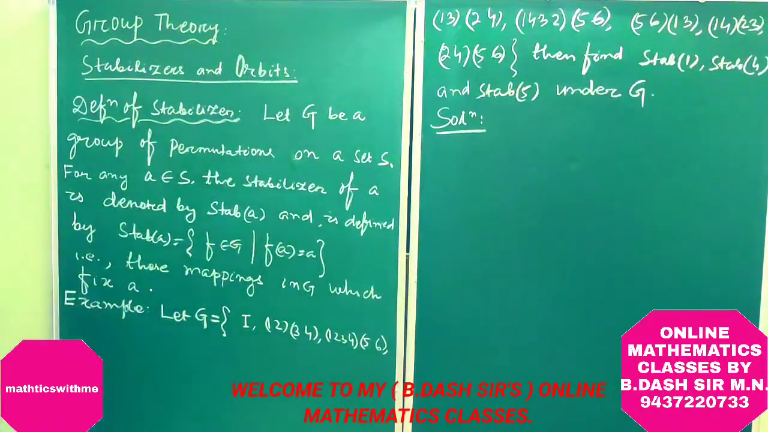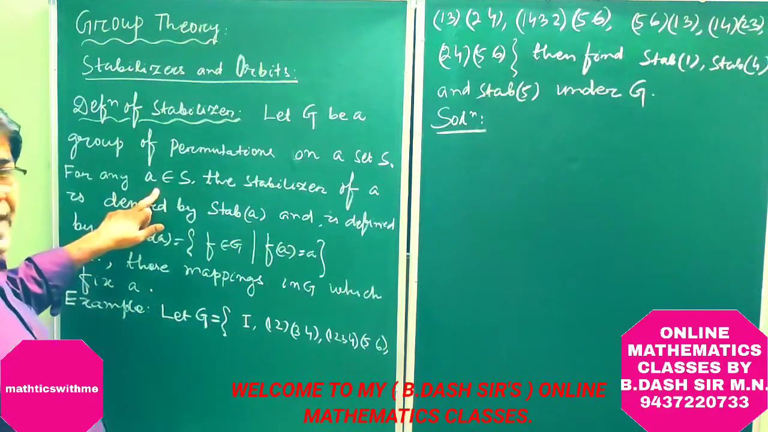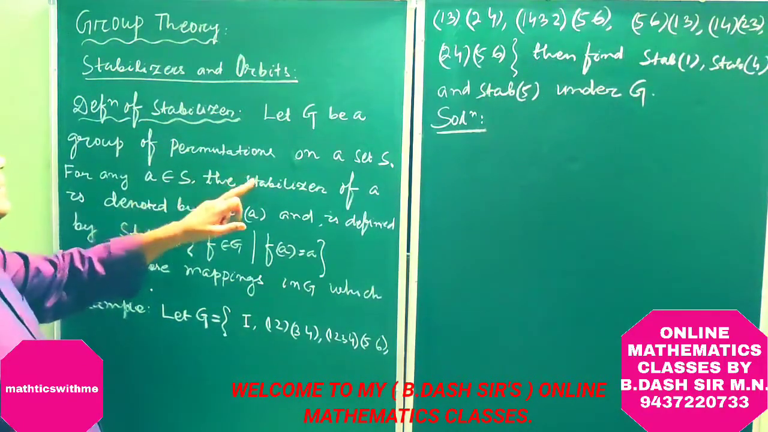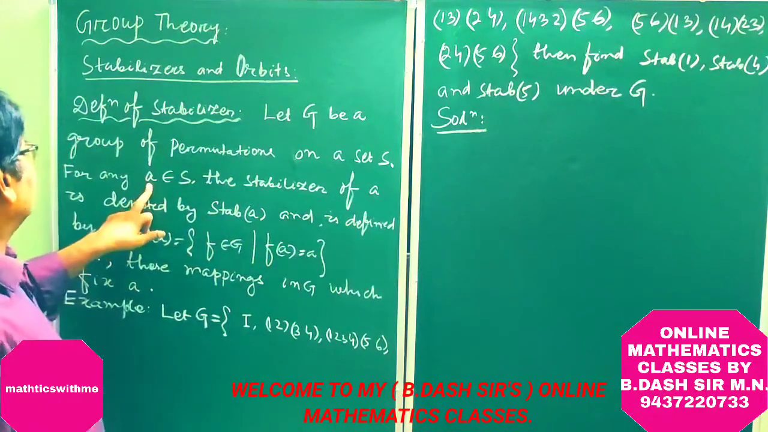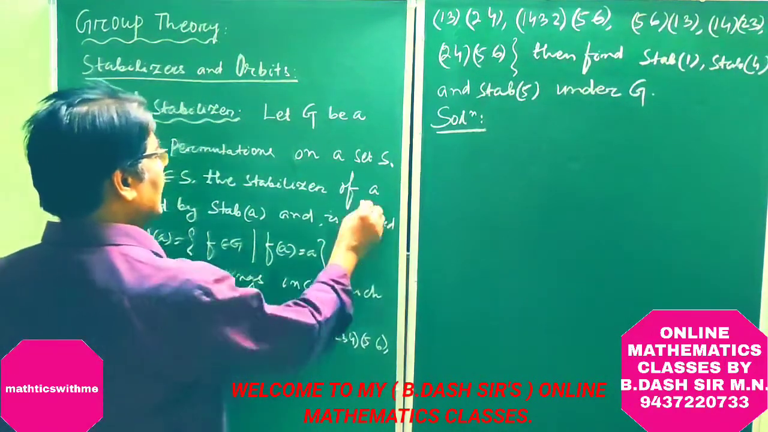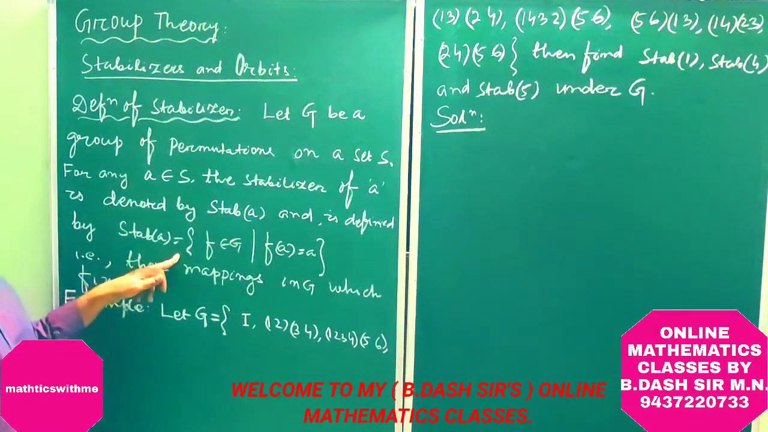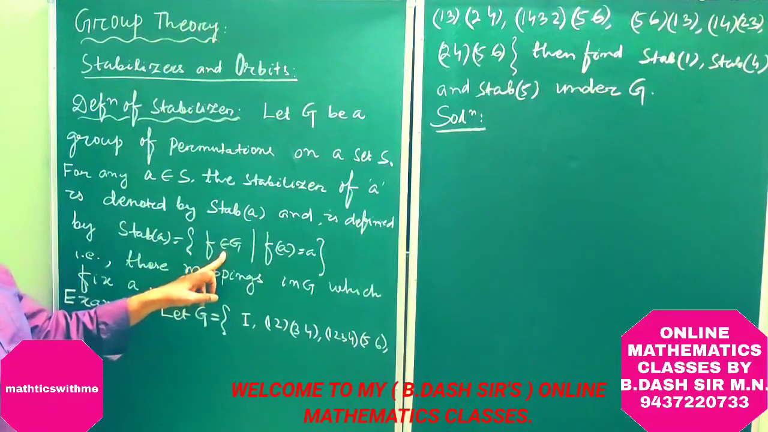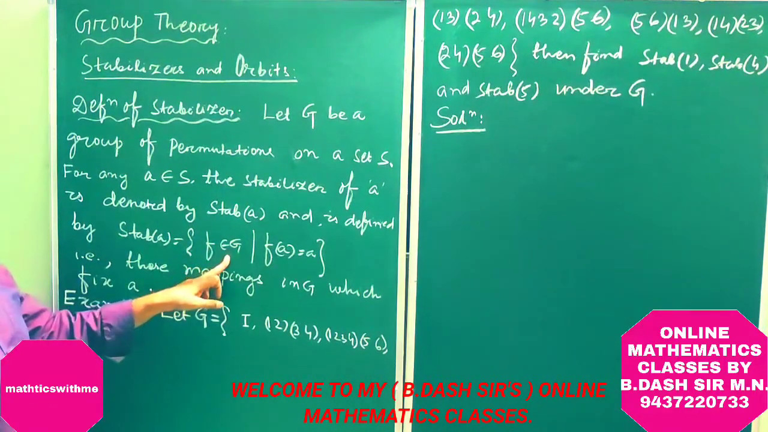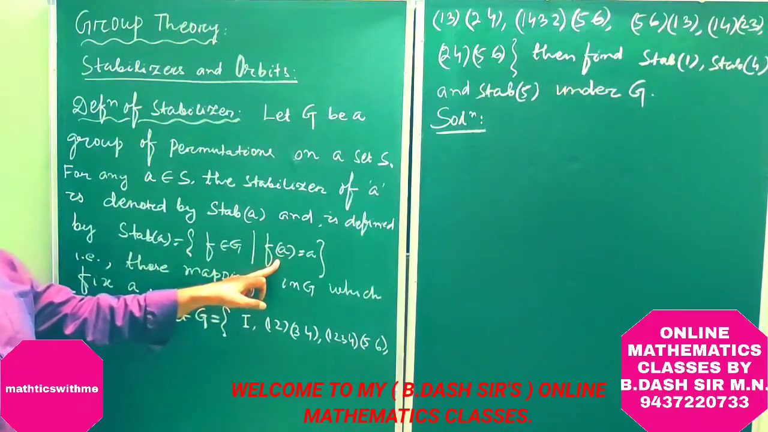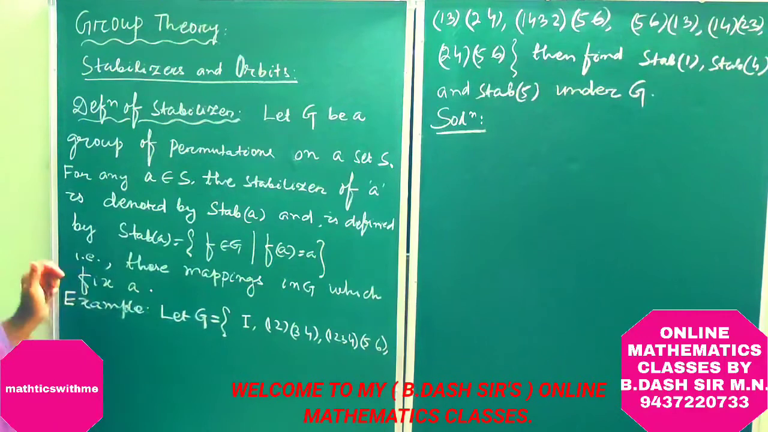Stabilizers. Let G be a group of permutations on a set S. For any A belongs to S, the stabilizer of A, that means this element A, is denoted by Stab A. And it is defined by Stab A is equal to F belongs to G, that means the permutation F belongs to G, such that F of A is equal to A. It means those mappings in G which fix A, that means A goes to A.